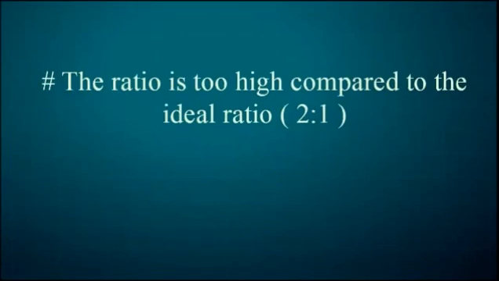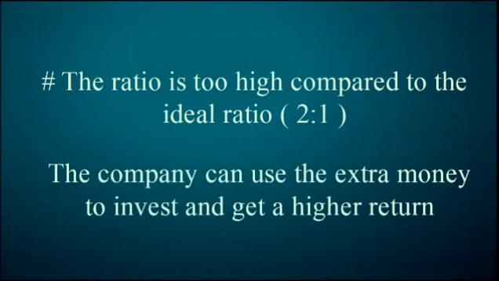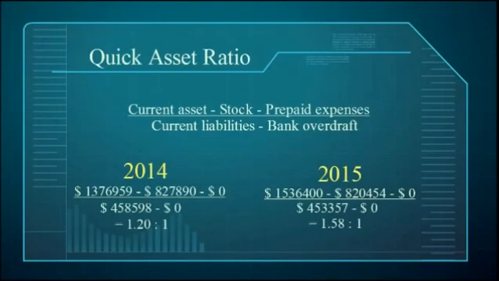The ratio is too high compared to the ideal ratio that is 2:1. The company can use the extra money to invest and get a higher return. The quick asset ratio of 2014 is 1.2:1 and 2015 is 1.58:1. It can be concluded that 2015 has the ideal ratio.